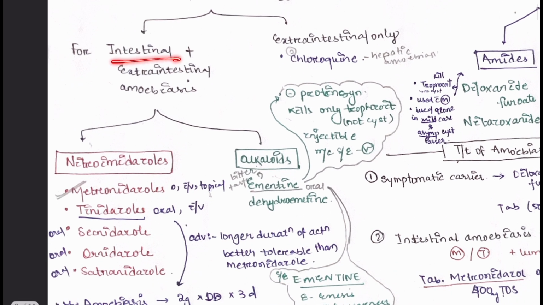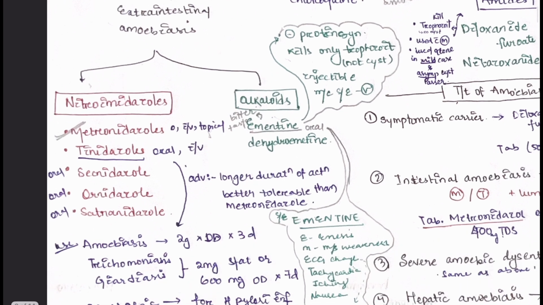Then for intestinal and extraintestinal amoebiasis, we have two types: nitroimidazoles and alkaloids. Under nitroimidazoles, we have metronidazole, tinidazole, secnidazole, ornidazole, satranidazole. Mainly the "nidazoles", this is where the name nidazoles is coming from. Then alkaloids, we have emetine and dehydroemetine.